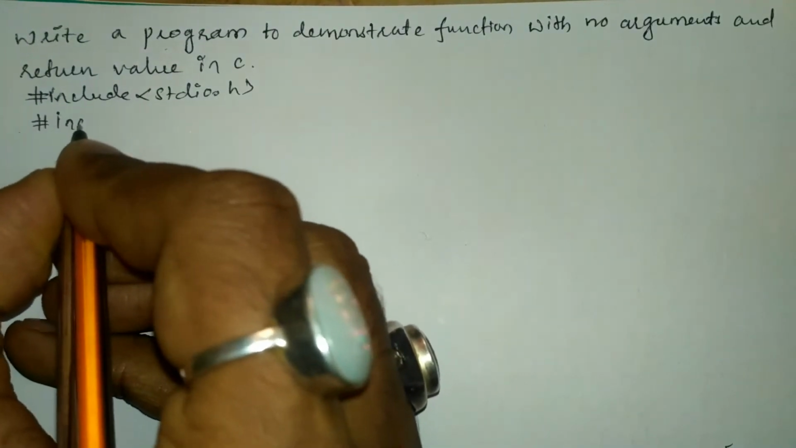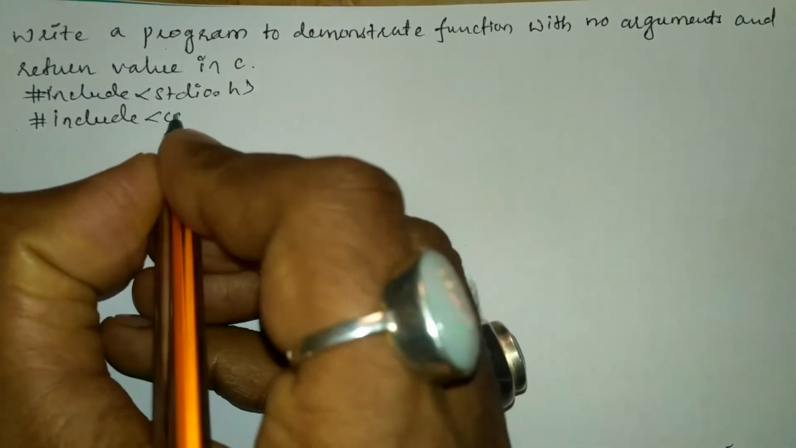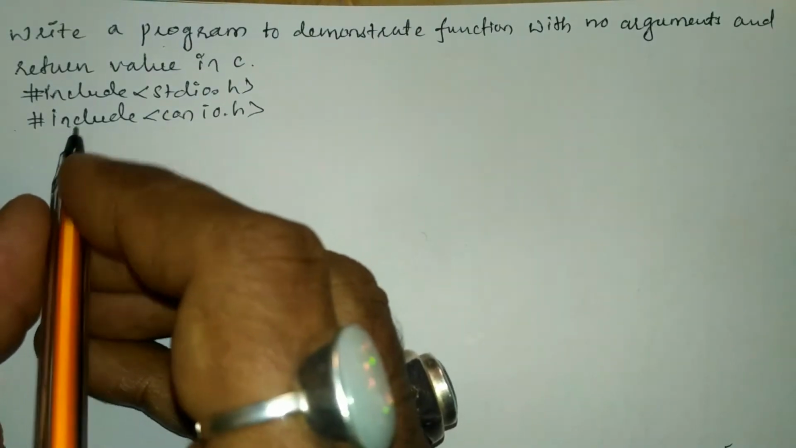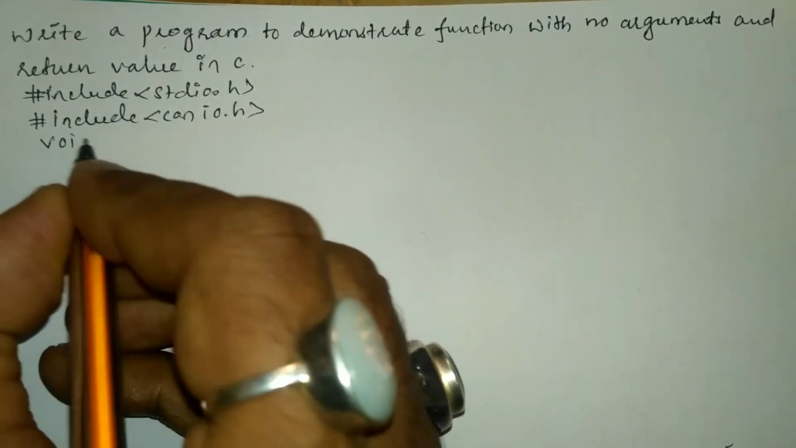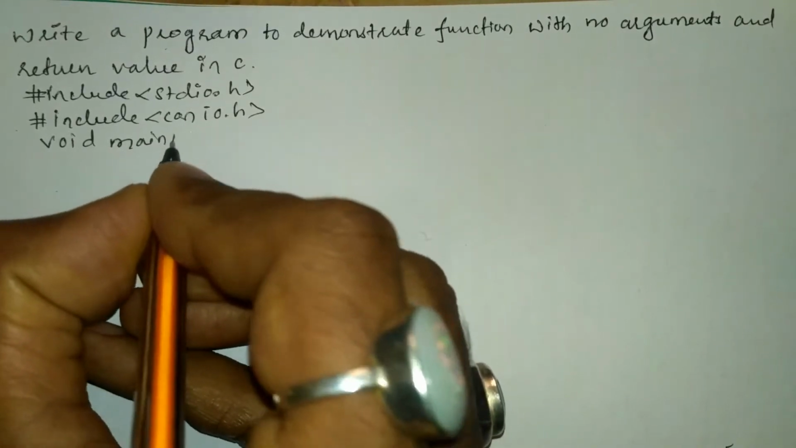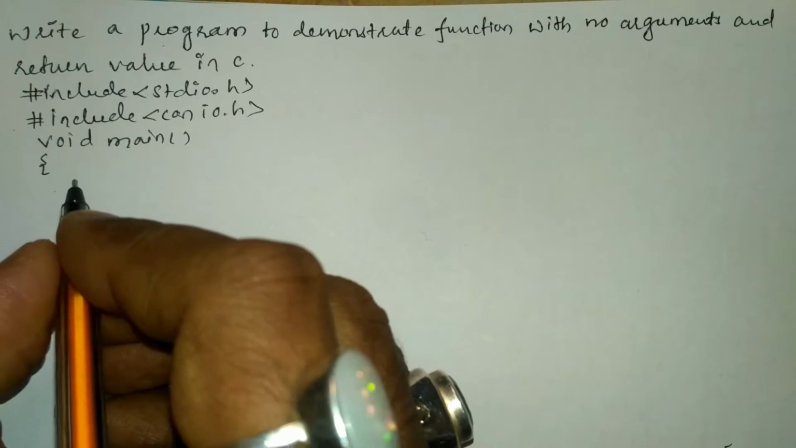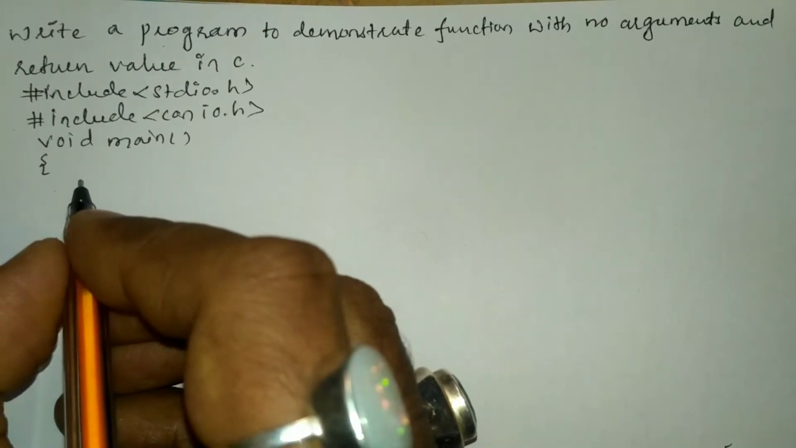The second preprocessor directive is hash include in angular brace I'll write conio.h. Next, here I'm going to write void main function curly open brace, and now I'm going to declare a function that is called function prototype.